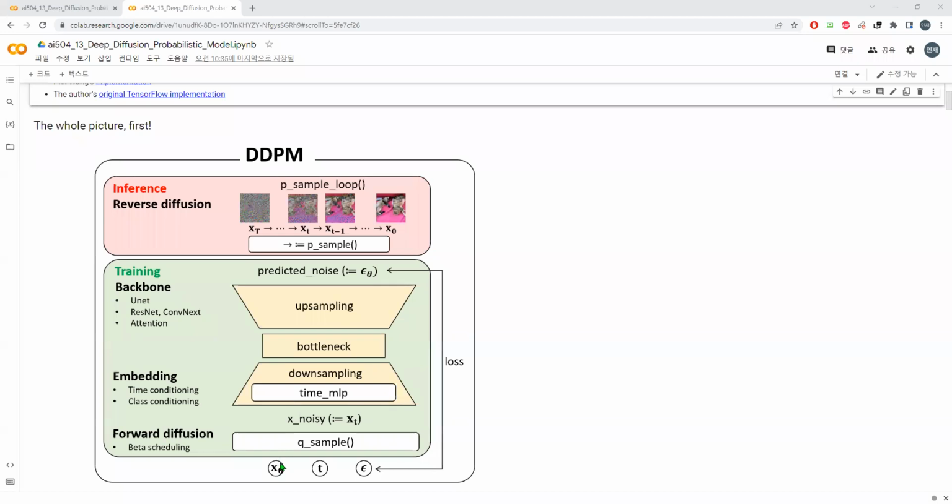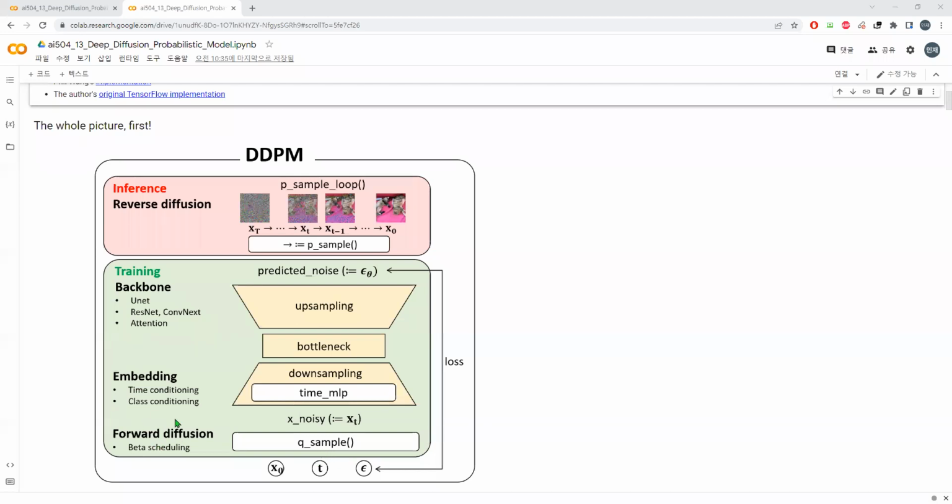So at the early stage, sample 3 things, which are x0 from the original or real data distribution, and sample t from a uniform distribution with interval from 0 to the max time step large T, and lastly, sample epsilon from the standard normal distribution. Until now, it's okay, right?